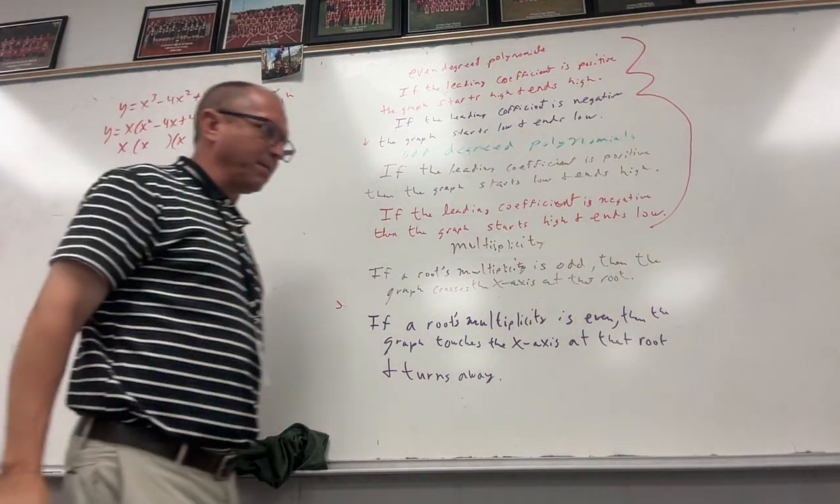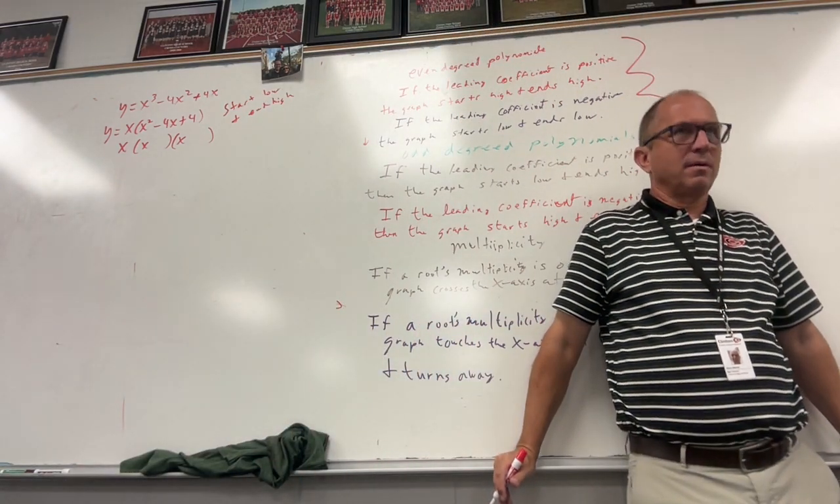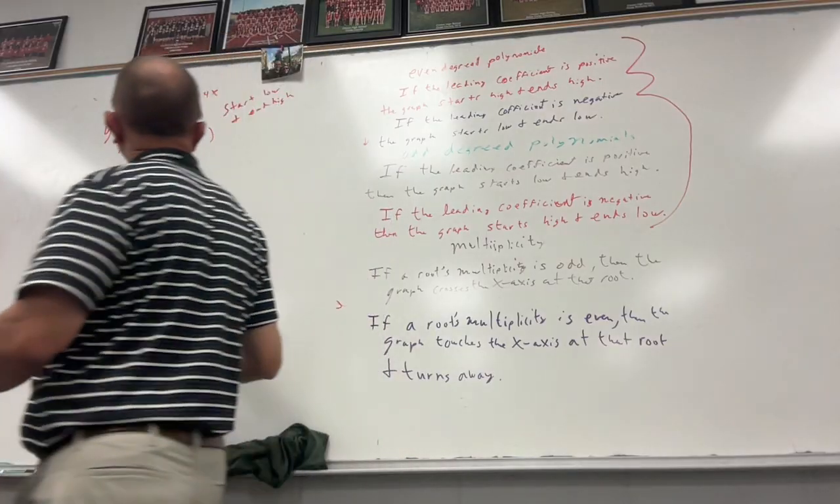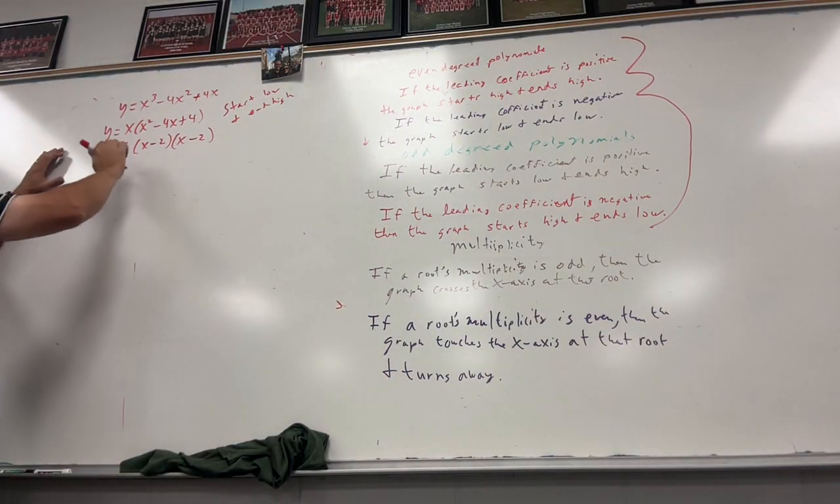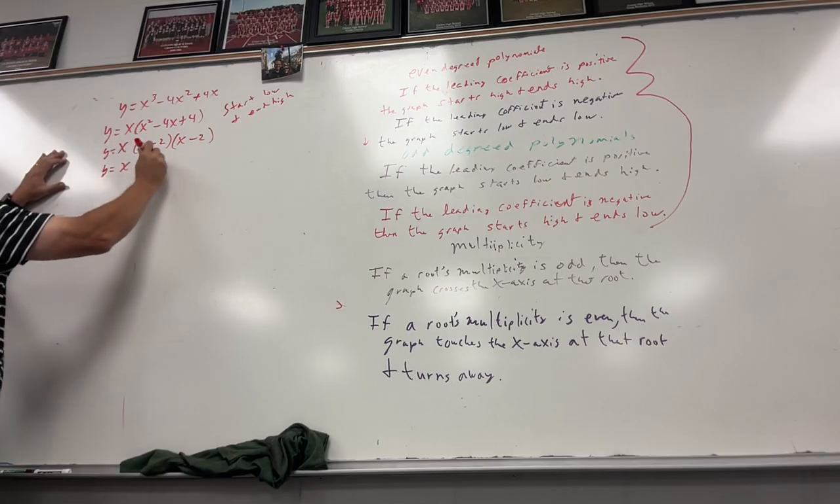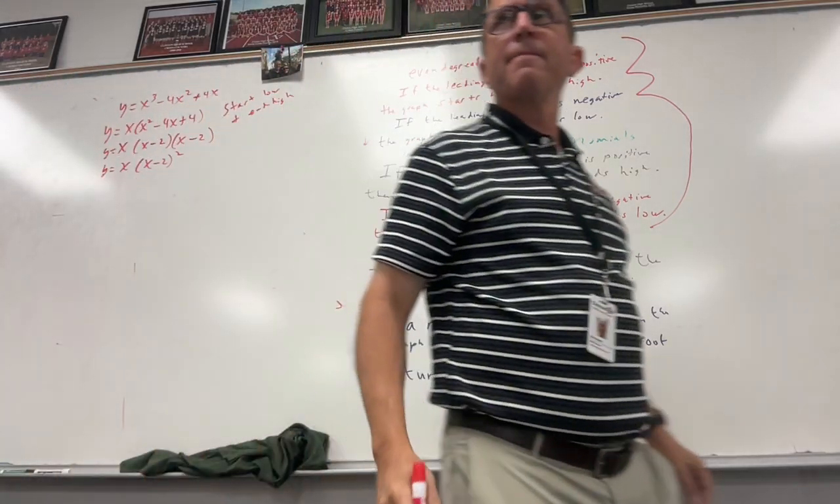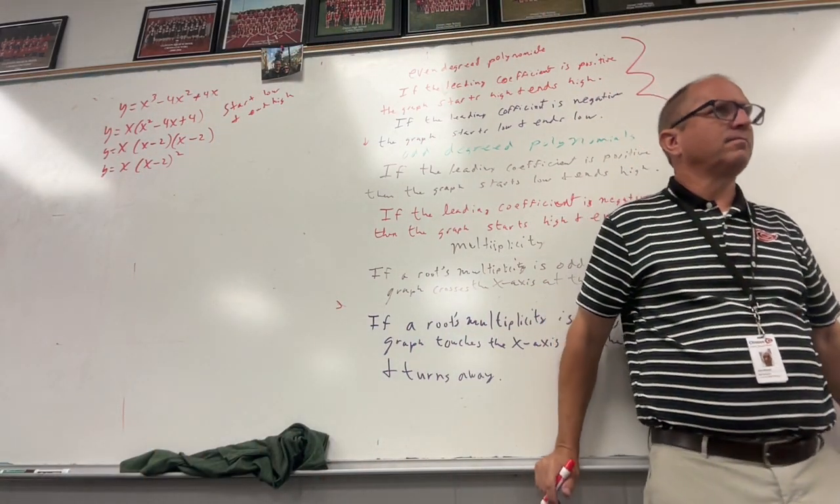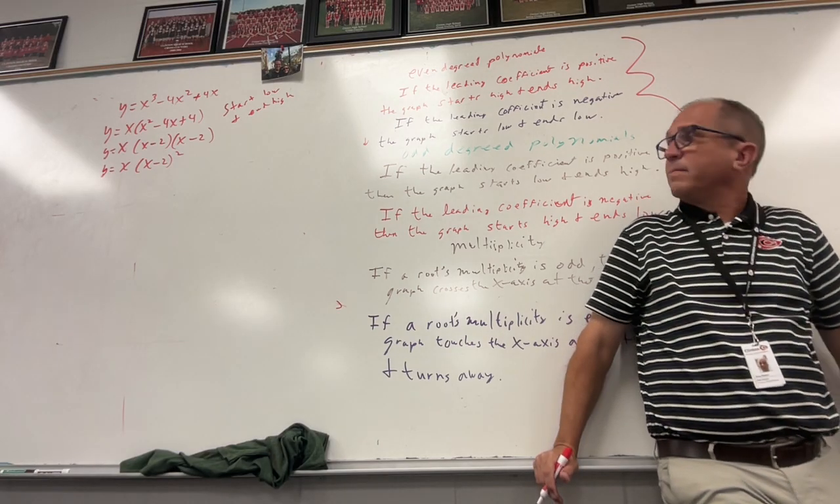Two things that multiply to give me positive 4, but add to give me negative 4. Minus 2 and minus 2, right? And how can we rewrite that? That's also the same thing as y equals x times (x minus 2) squared. Are we okay with this? All right.